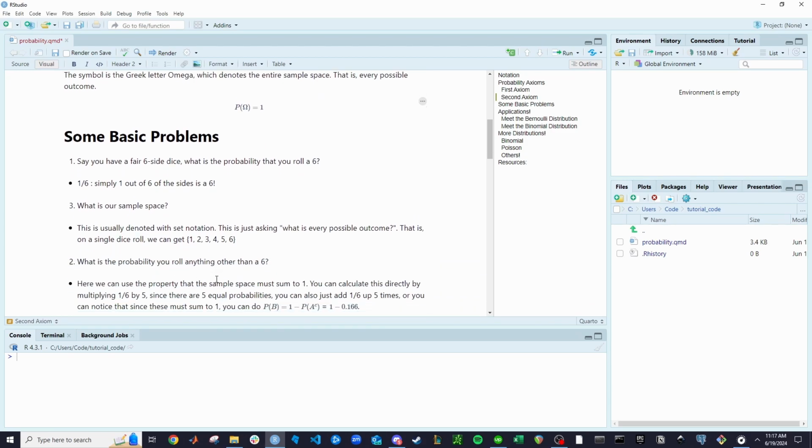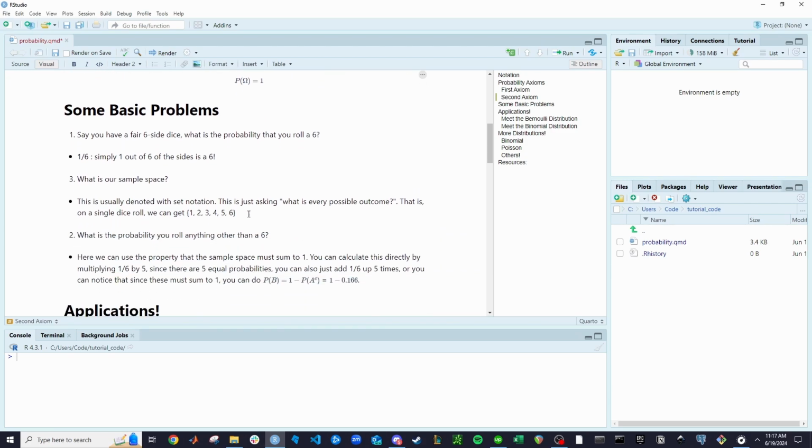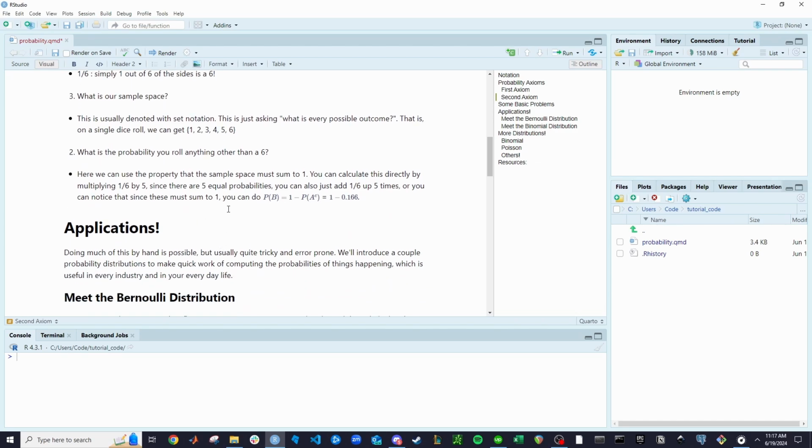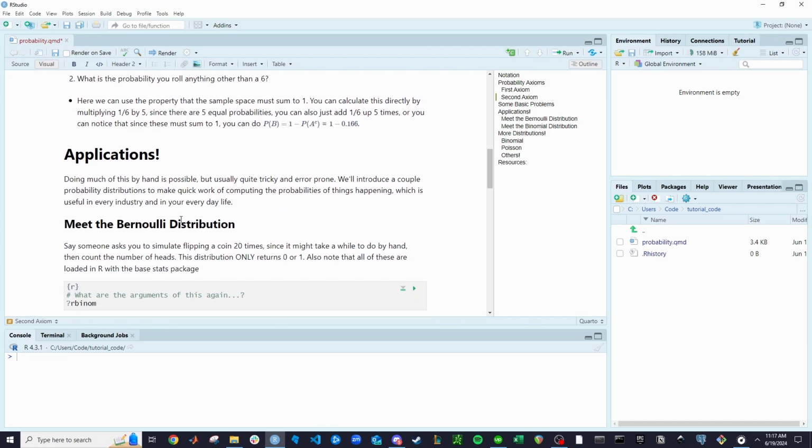So the probability that you roll anything other than a 6, and this is where that little trick comes up, say the event B is we roll anything that's not a 6. That's equal to 1 minus the probability of the opposite. So we do 1 minus 0.166 to find everything other than a 6. So just a quick little trick there.